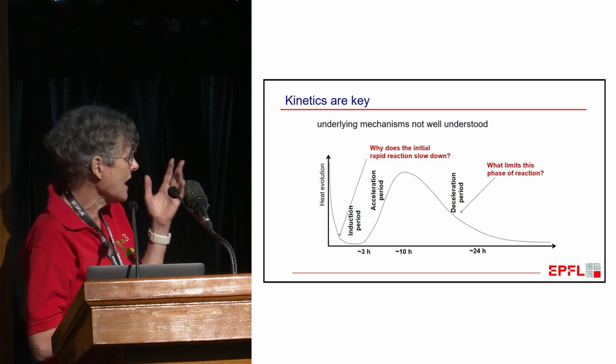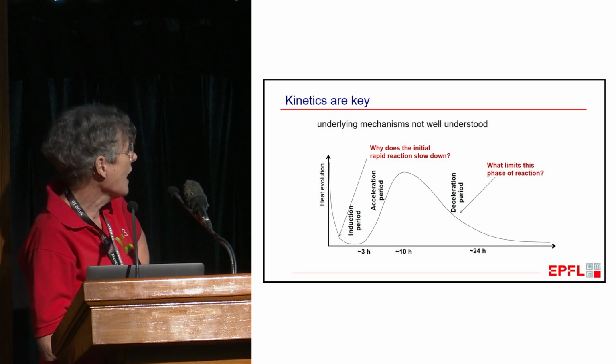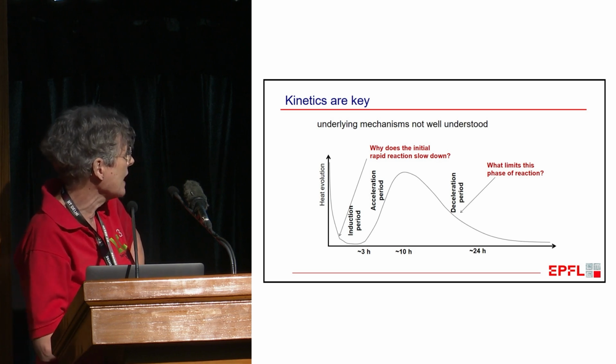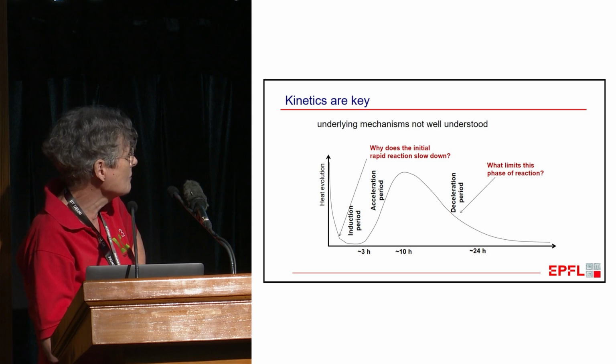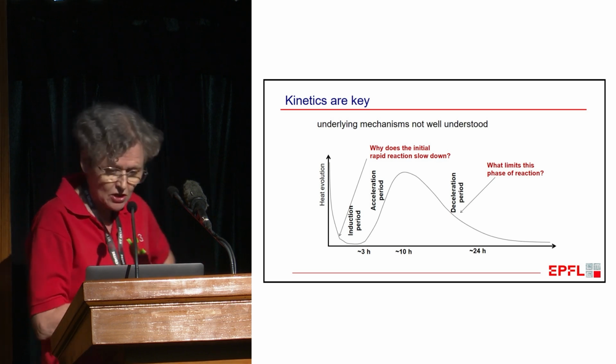Now, we can measure that in a fairly sensitive instrument called a calorimeter, and this is the kind of output we get. We see this initial rapid evolution of heat as the cement phases start to dissolve.